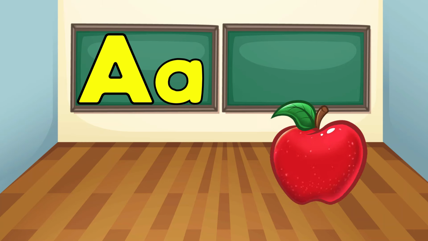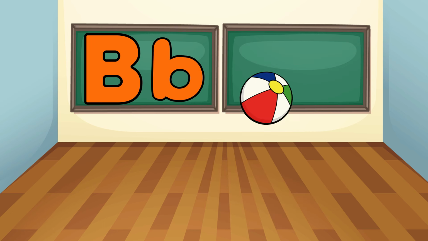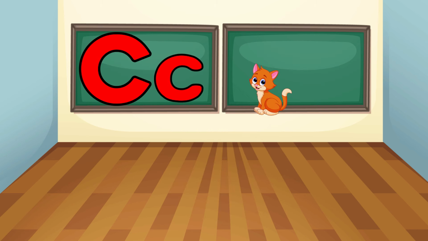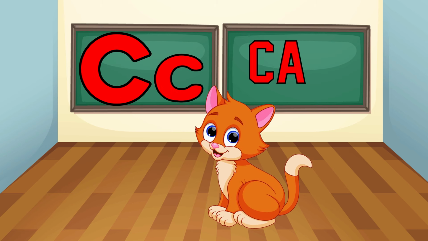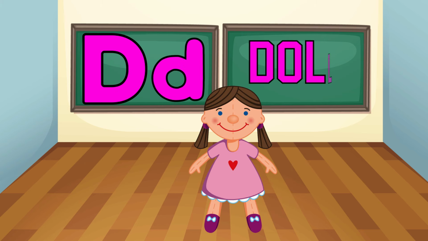A is for apple, a, apple. B is for ball, b, ball. C is for cat, c, cat. D is for doll, d, doll.